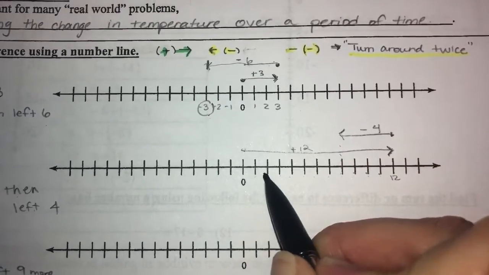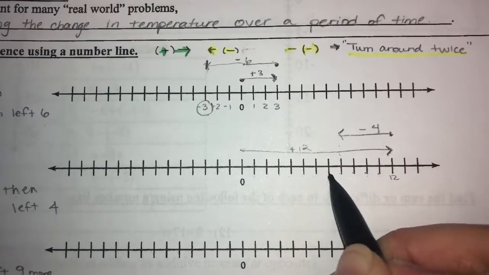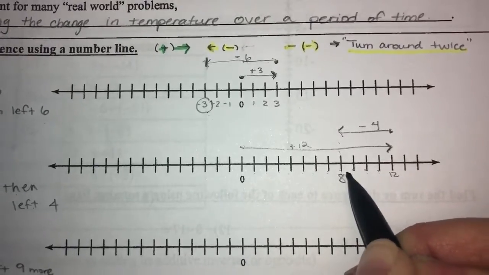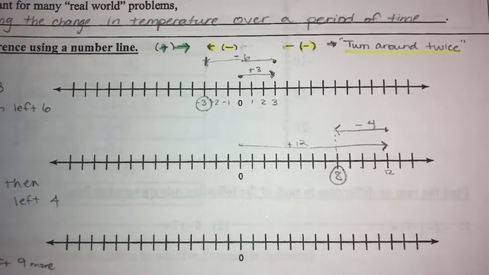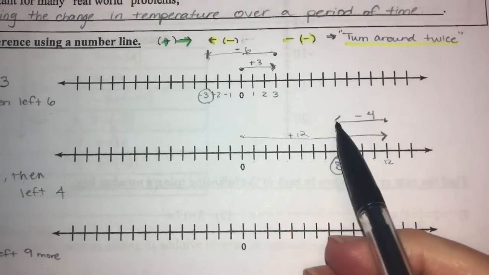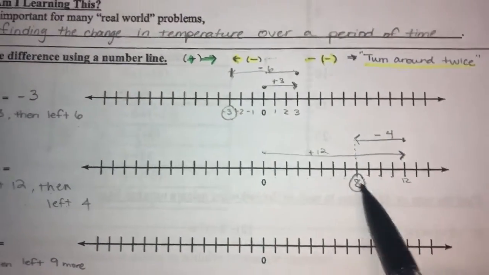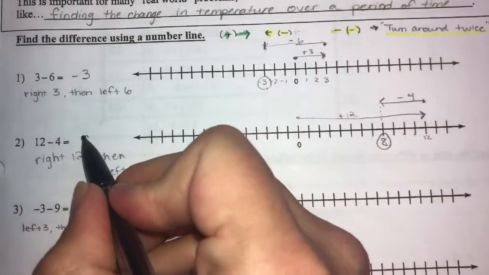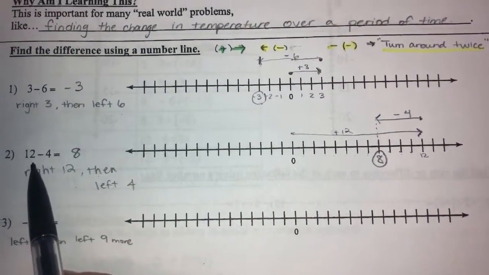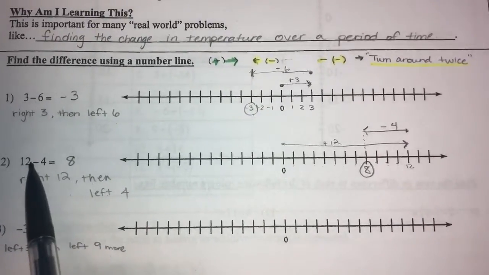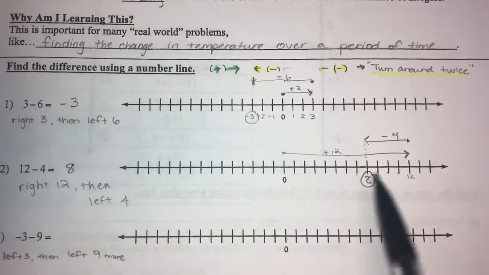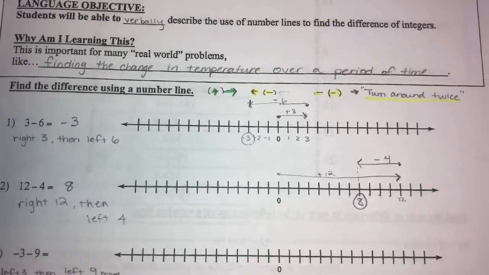So let's see, that ends at 1, 2, 3, 4, 5, 6, 7, 8. So that's going to end there. Let's circle where it ended. It ends right there at positive 8. So we didn't have to go back too far. We only went back 4. We end at positive 8. And again, that's a problem you're used to seeing. That is a 12 minus 4, and that equals 8. That's a normal math problem that you're used to seeing. But this is just how we would show it on a number line.